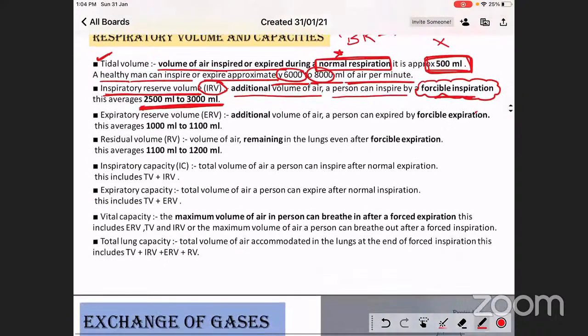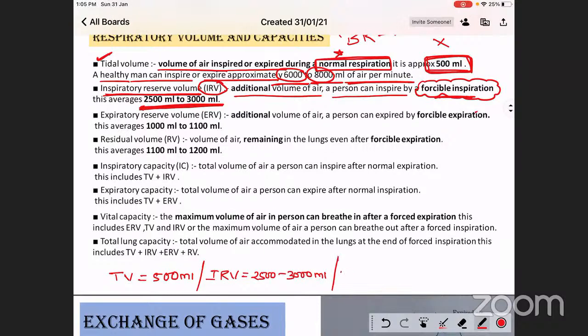You have to remember all these volumes, so we will first write them here, which will help in the end. Tidal volume is around 500 ml. Then the inspiratory reserve volume is around 2500 to 3000 ml. We have already talked about the inspiratory reserve volume.